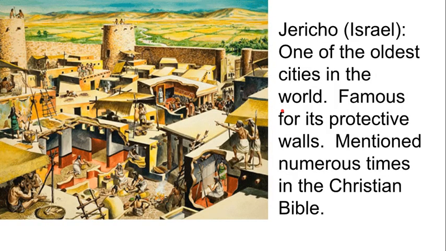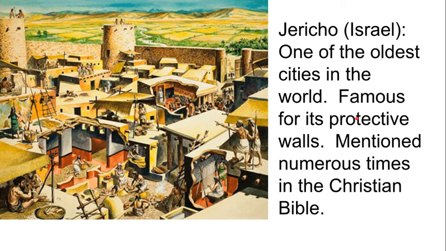Another important city is Jericho. And Jericho is even mentioned in the Bible, and it's in modern day Israel. And the reason it's famous is because it's the oldest city we know of that built walls, right? Again, telling us that defense, right, and threats from other people was a common issue, right?